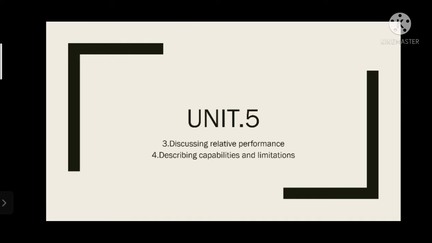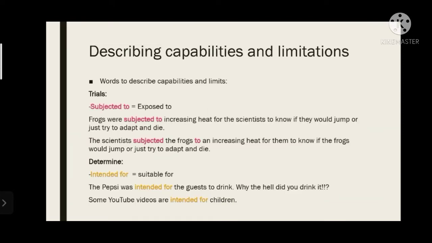Today we're going to discuss skill number 4, describing capabilities and limitations. After these improvements, what are the capabilities of the machine and what are its limitations؟ بعد ما عملنا بقى التغييرات دي، ايه هي القدرات بتاعتها وايه هي الحدود بتاعتها، حدها ايه، اخرها ايه. So describing capabilities and limitations. Let's describe capabilities and limits.